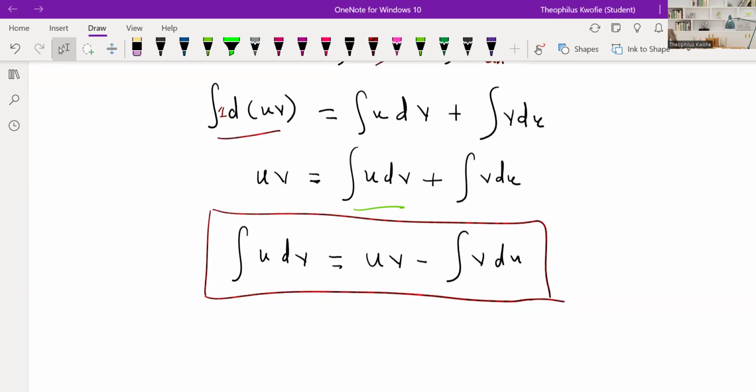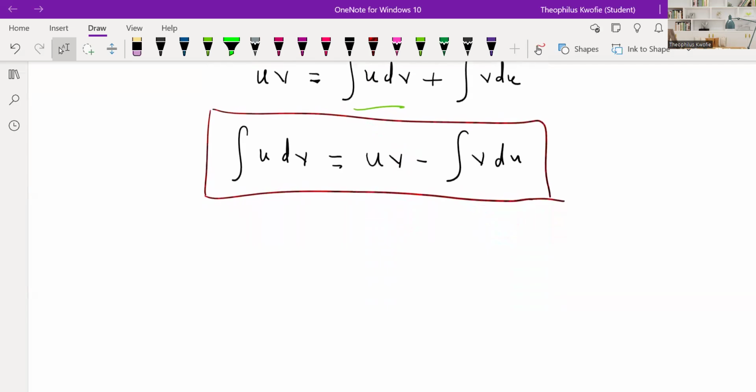So now that I have this formula, what are the tricks? What are the techniques involved in deploying such a formula? For us to do this, we want to ask ourselves one or two questions.